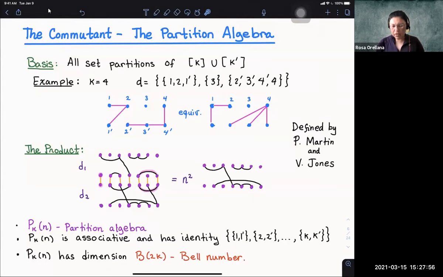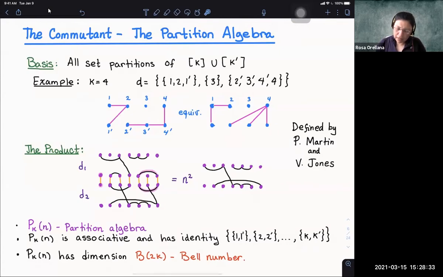And the product here is very simple. If you give me two set partitions, I draw a picture of each, and it doesn't matter how you draw it. Then you put one on top of the other, here is the first one and here is the other one. Then you identify. This orange line here means that they are identified and become the same dot. So you end up with three layers of dots.